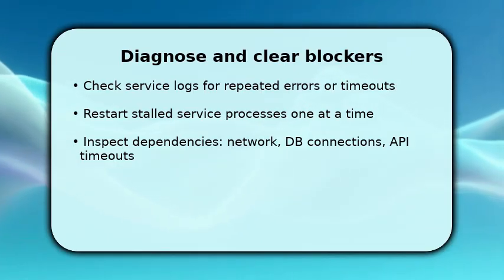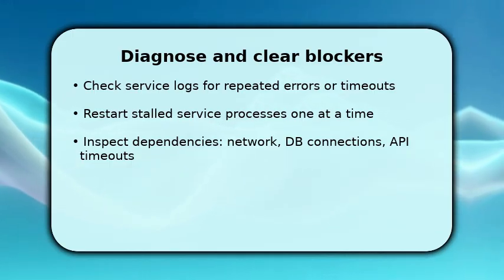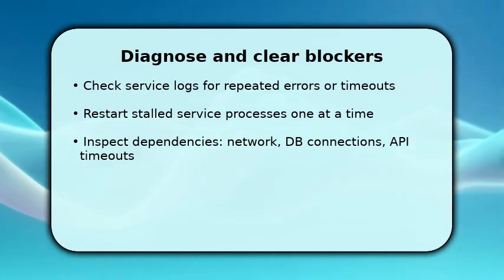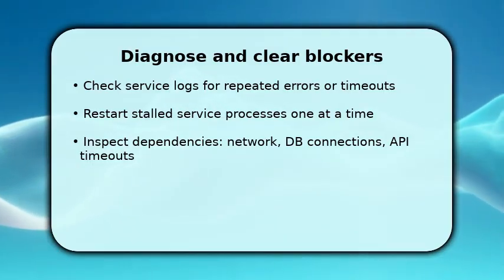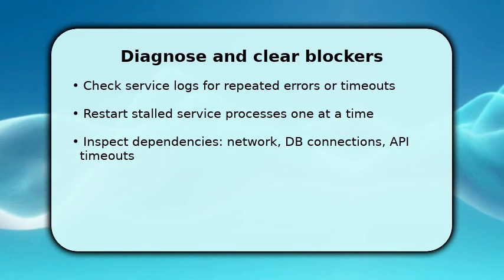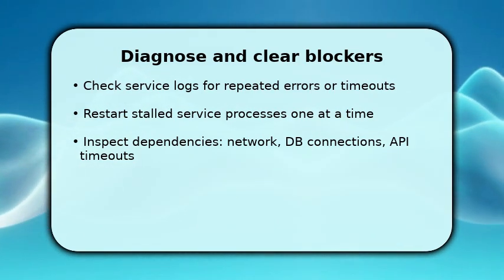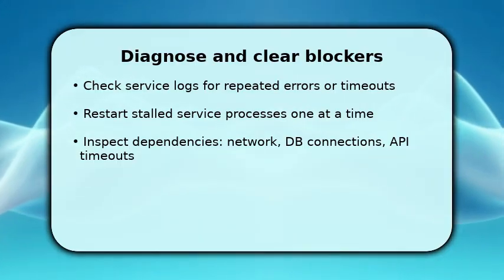You should restart stalled service processes one at a time to avoid cascading restarts. Watch the queue after each restart to observe changes. Also check dependent systems, network latency, database connection pools, and external API timeouts, because a blocked dependency often keeps items queued. Make sure to finish by confirming the queue drains completely and that pending items process in expected time.